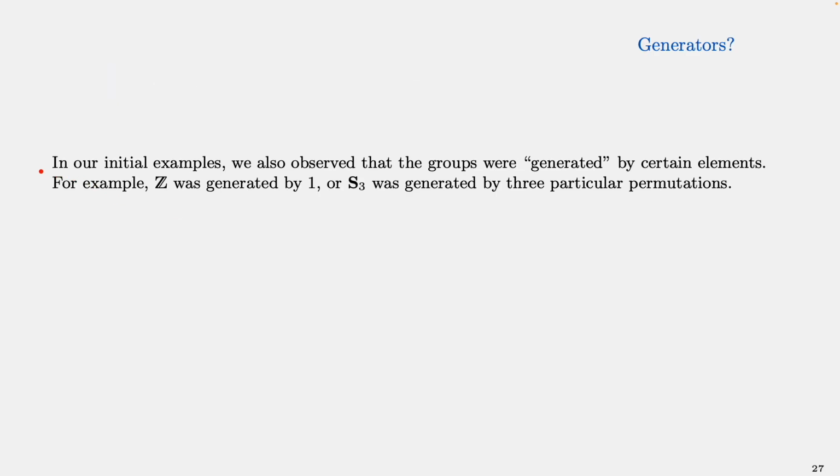A quick word on generators. So recall that from our initial examples, we had some elements that generated these groups. For example, Z was generated by the number 1. By repeatedly adding 1 to itself, we could obtain any element in Z, or repeatedly adding minus 1 to itself. And the group S3 was generated by 3 particular permutations.